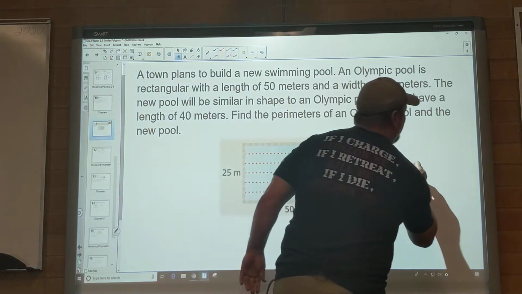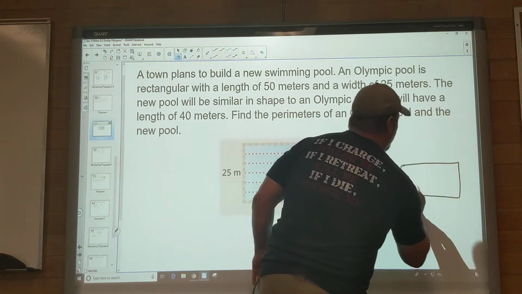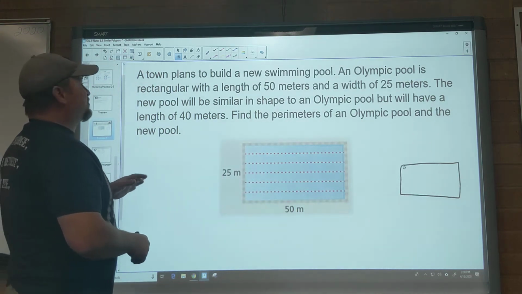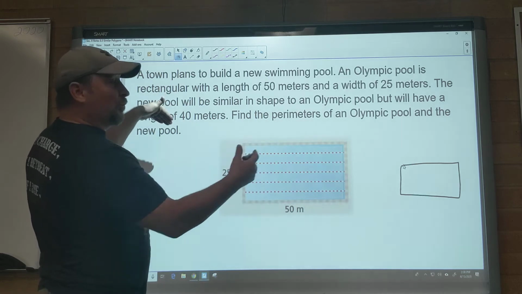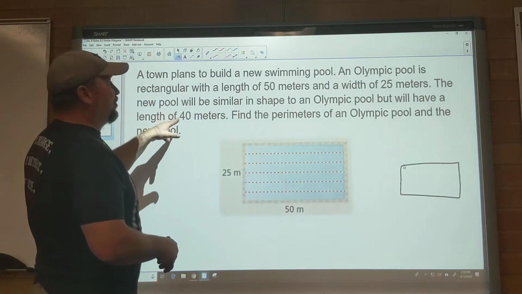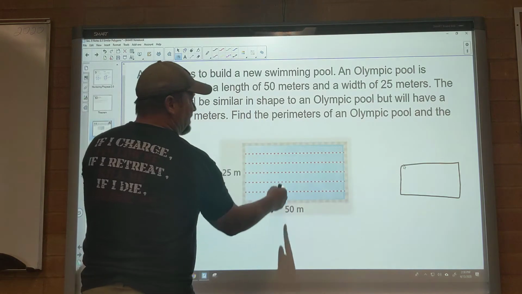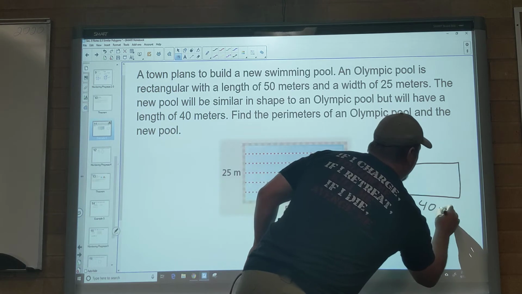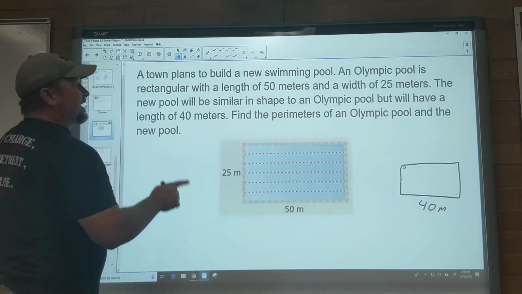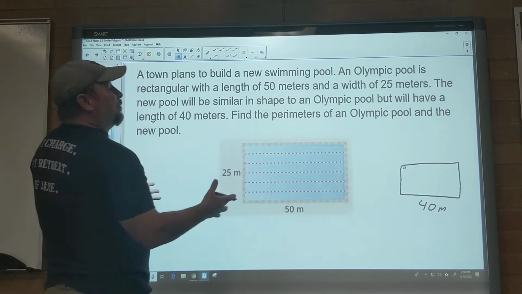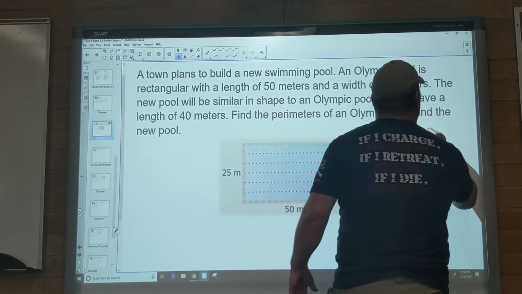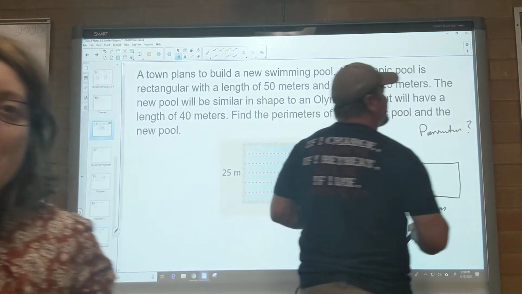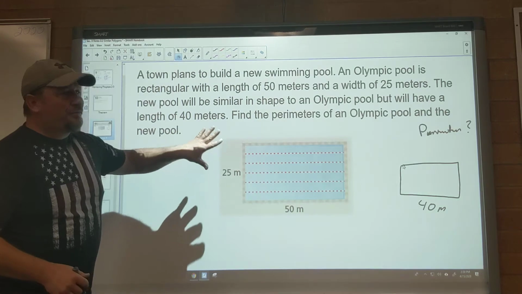Well, I'm just going to draw a new pool off to the side. And we know that they're similar shapes right now because they told us they were. But what I'm going to do is try to put the numbers from the new pool where they should go. They said the length of the new one, so the length needs to match the 50s along this side. So the length of this new one's got to be along this side. That's 40 meters. Then they want us to find the perimeter of this shape. So our perimeter, but we don't know what that is until we have the perimeter of this shape.